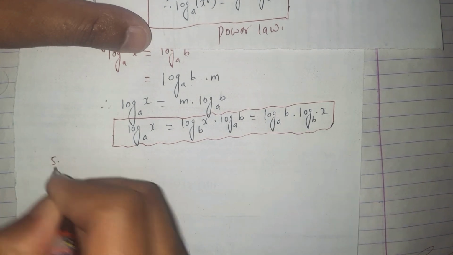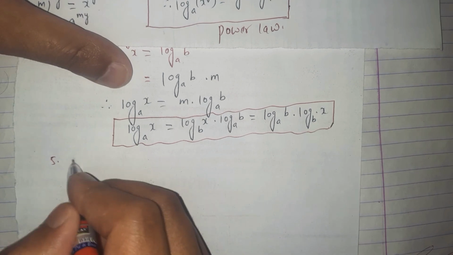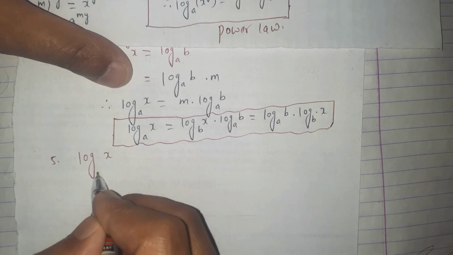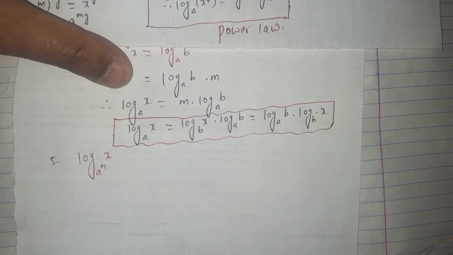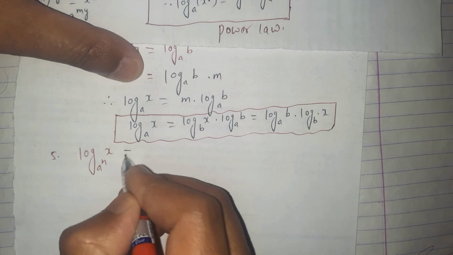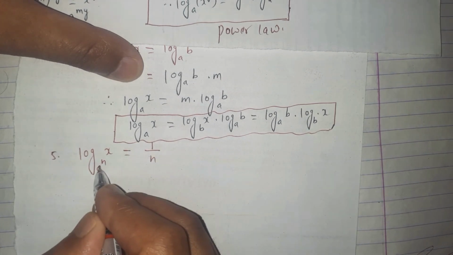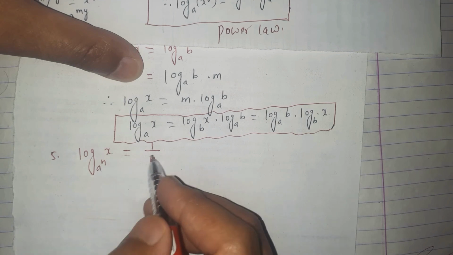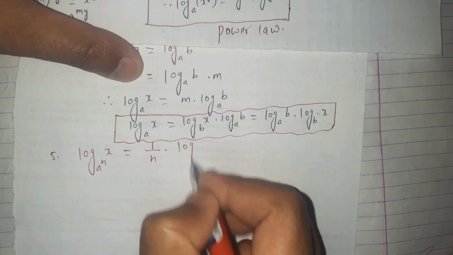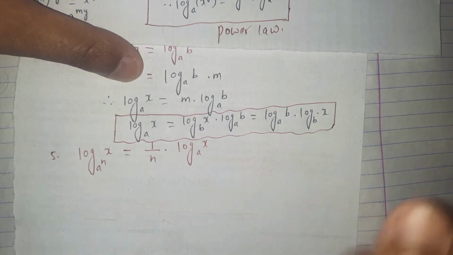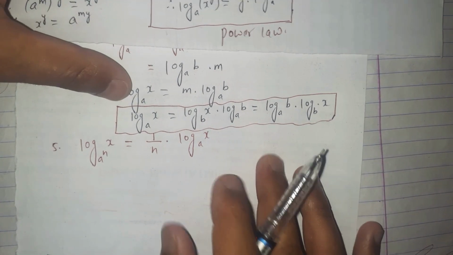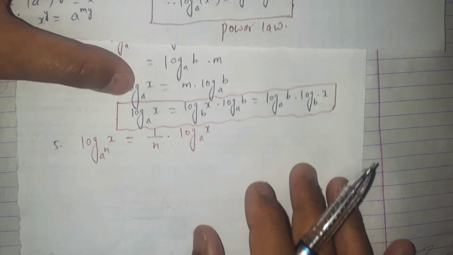And the fifth property is about the power of the base. Log of a number x with base a to the power n is equal to 1 over n, 1 over the power of the base, times log of x with base a. Here the base is a and its power is n. This is the fifth property of the logarithm. This is very important. It is related to the power of the base of the logarithm.